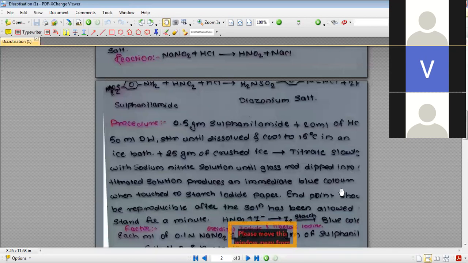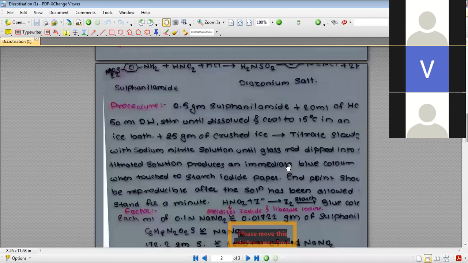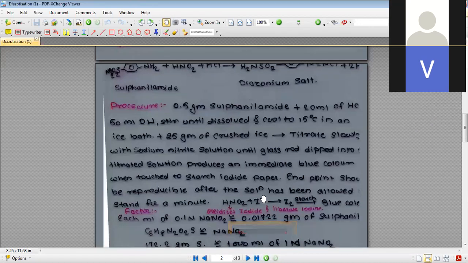When the blue color occurs on touching to starch iodide paper, that indicates the end point of titration. That is, no more sulfanilamide is present in the conical flask to react with the standard solution of sodium nitrite. That indicates the end point of titration. At that point, we should stop adding the standard solution of sodium nitrite from the burette to the contents in the conical flask. So this is the standardization procedure for 0.1 normal sodium nitrite.